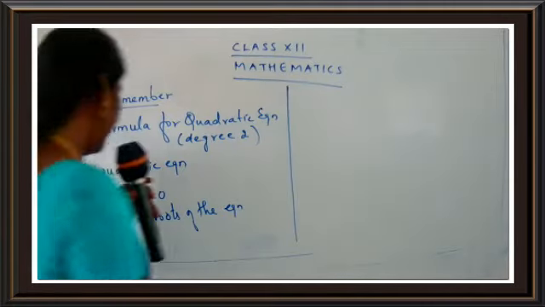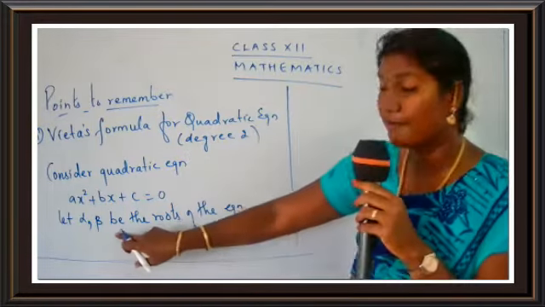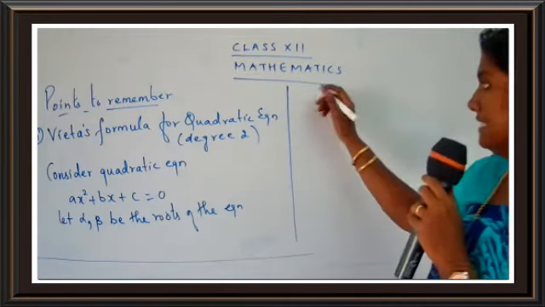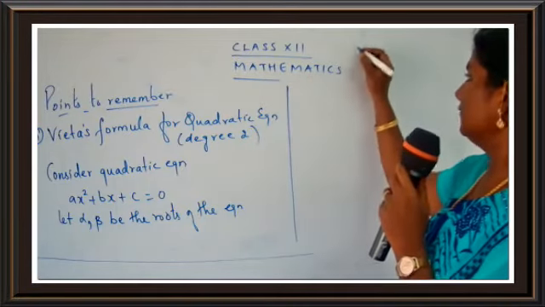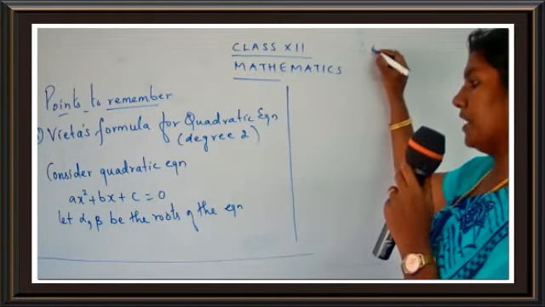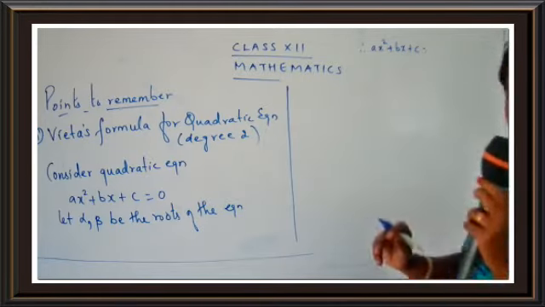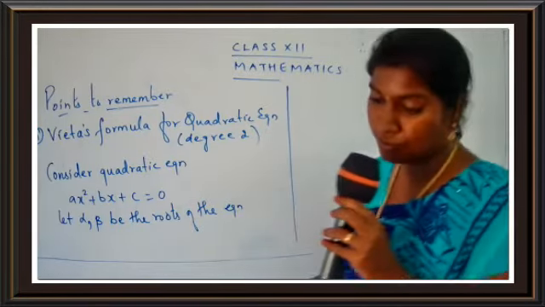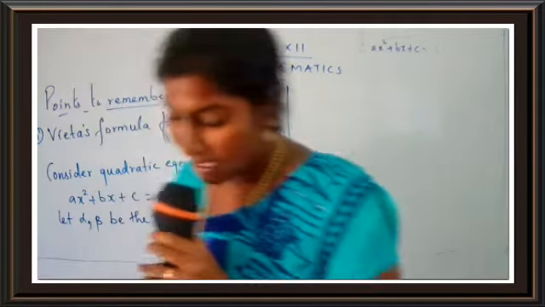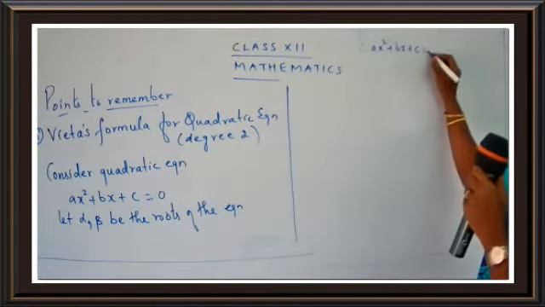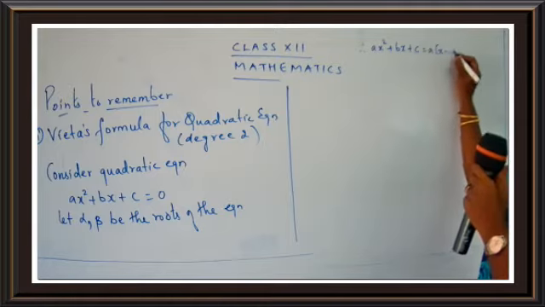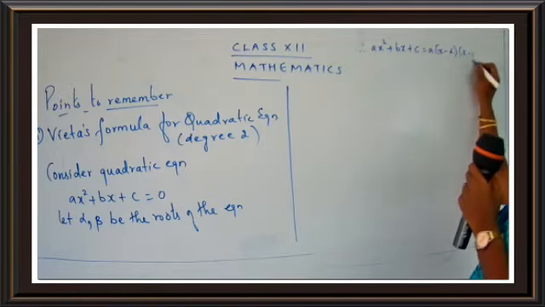So the next step will be written as, since we say that alpha, beta are the roots, we can write this as, I'll just continue here. We can write this as ax square plus bx plus c is equal to, okay children? And in place of 0, you have to write it as a into x minus alpha, x minus beta.